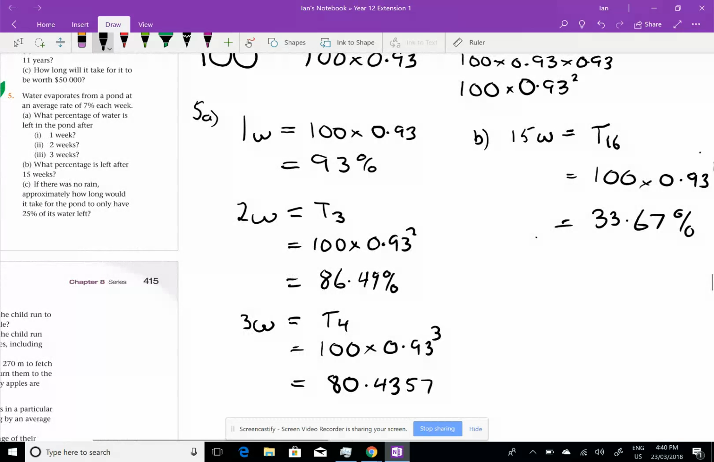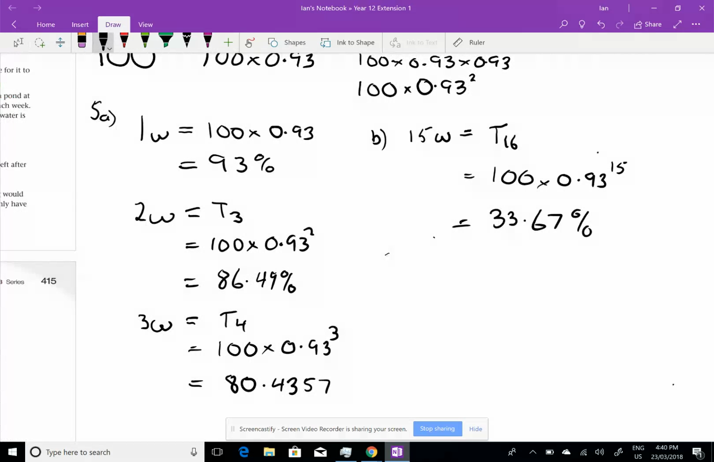And then the question asks, if there was no rain, how long would it take for the pond to only have 25% of its water? So I need to find T of N equal to 25%. Well, 25%, and this is where I made my mistake. I just said, well, T of N is 100 times 0.93 to the N. That's what I said, but it's the N minus 1.